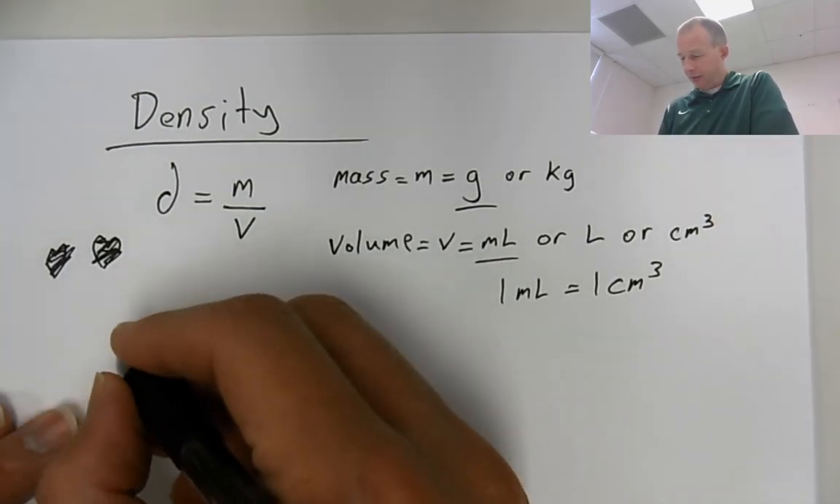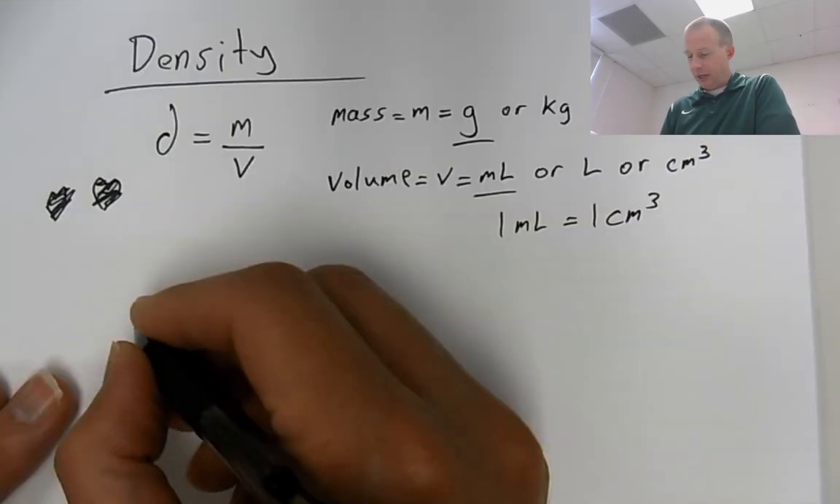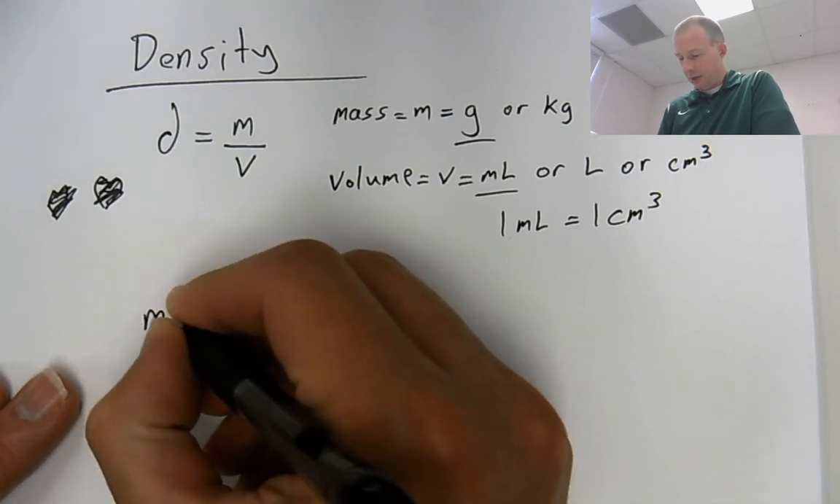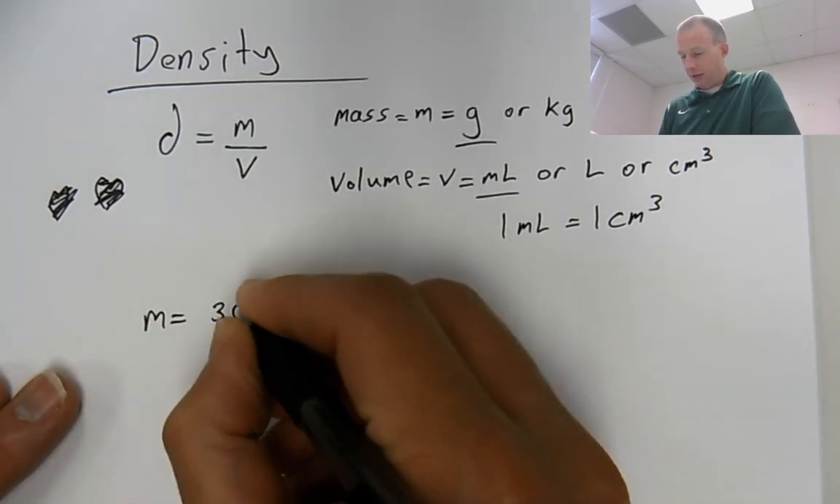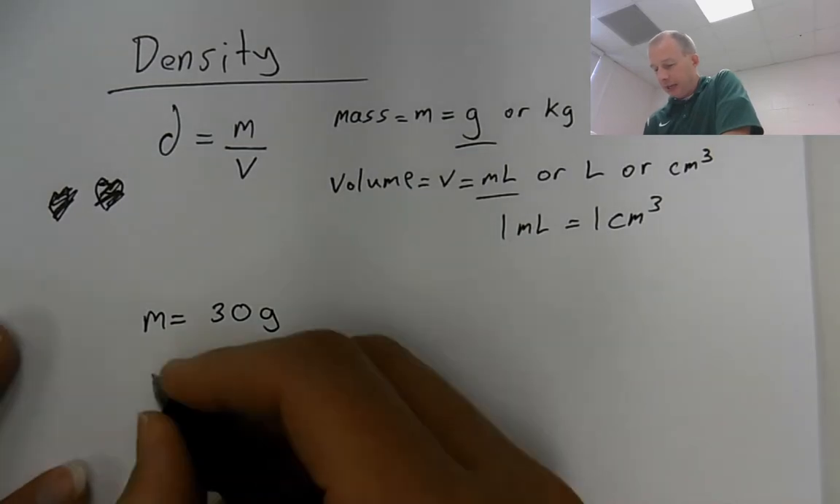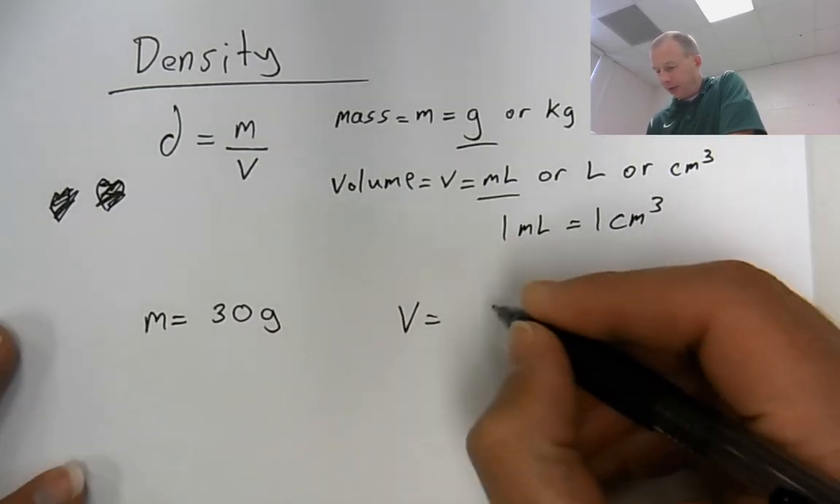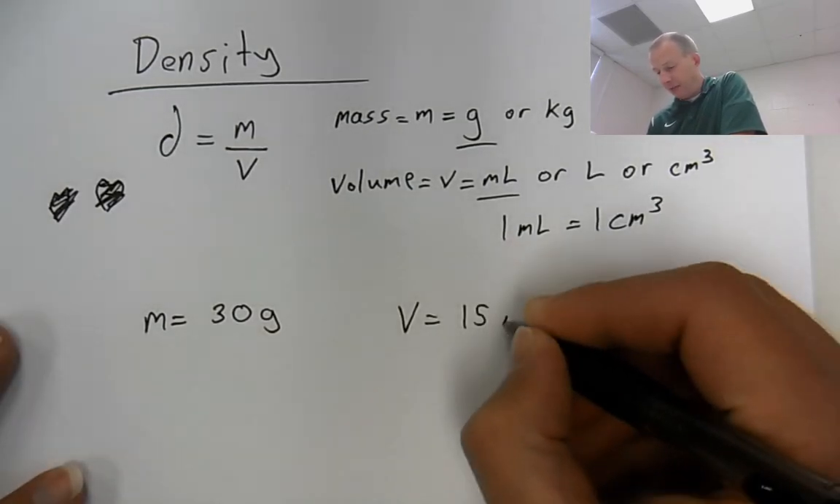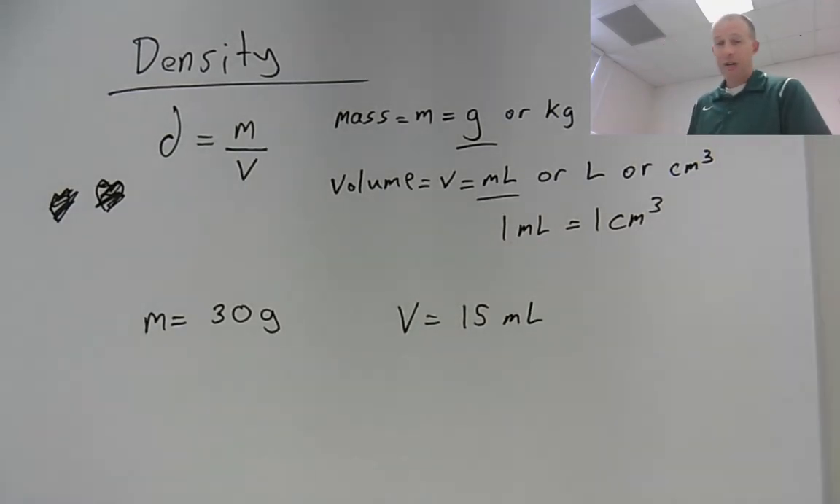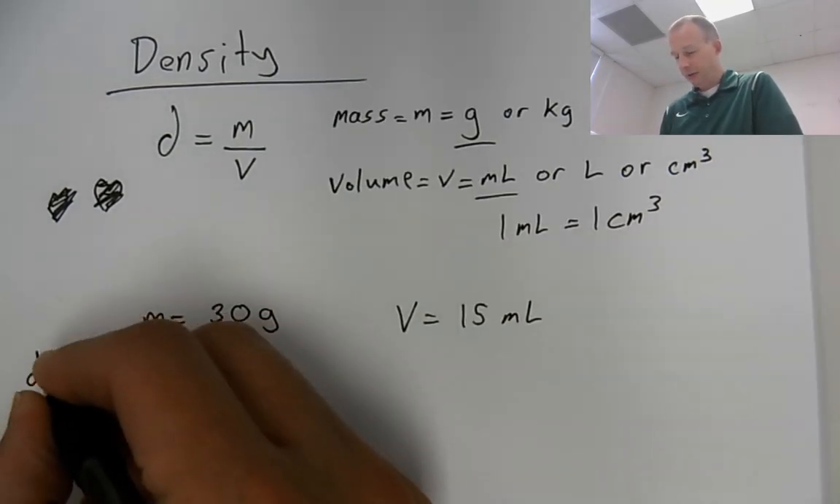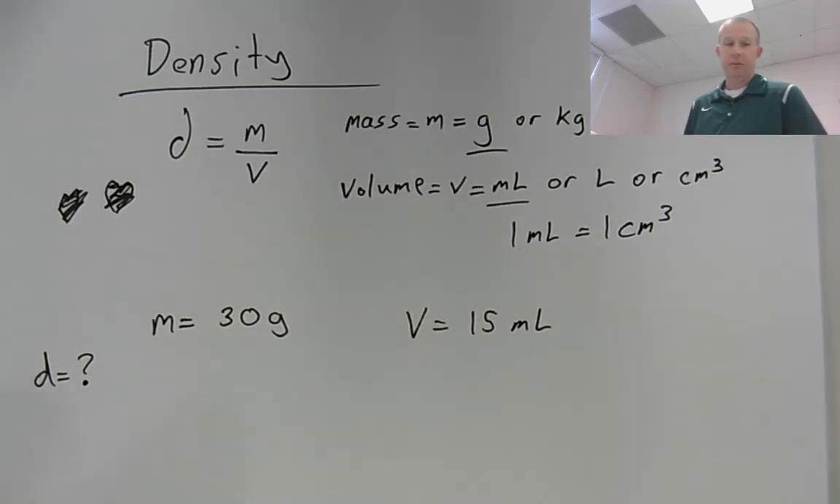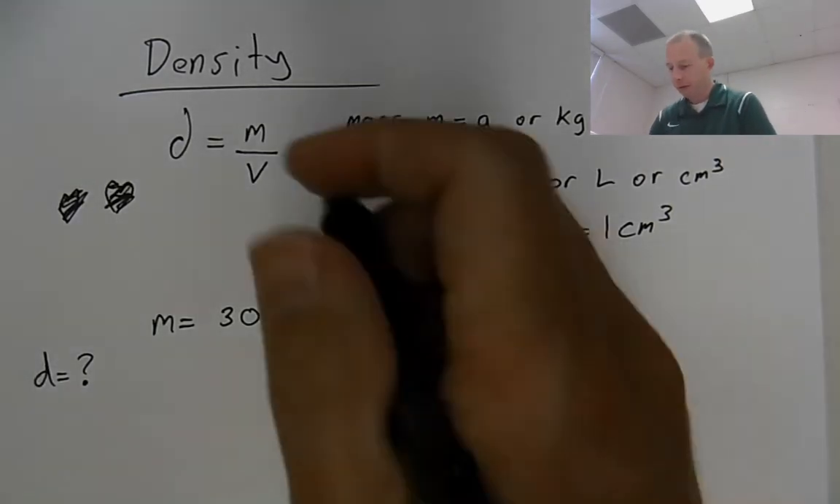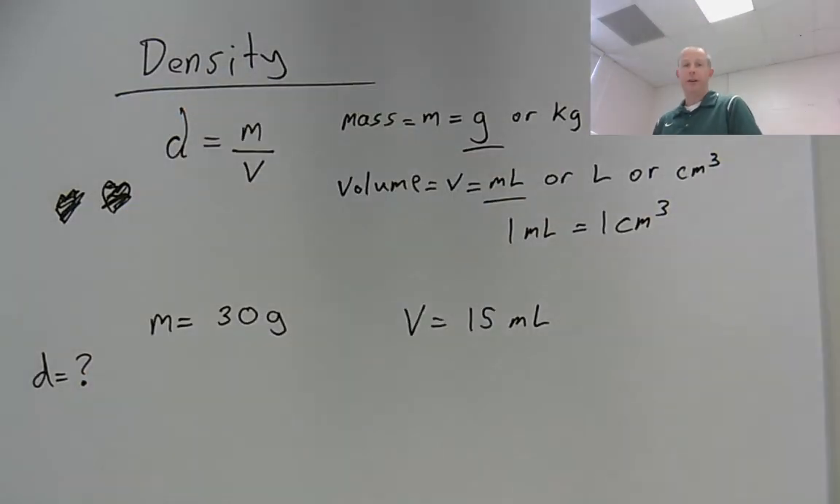Like a super simple example problem. Let's say that we are told that we have an object that has a mass, so its m is 30 grams, and it has a volume of 15 milliliters. The problem simply says, what is the density? Like, what's the D?